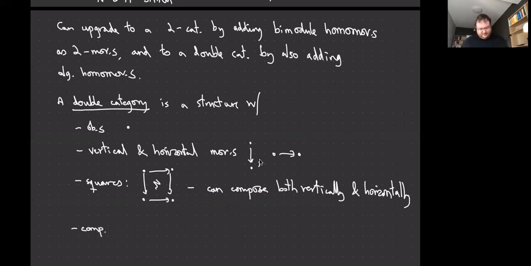So the compositions, both horizontally and vertically, should be unital and associative. And then you could try and make it strictly associative, but in examples we typically want it to be weak, or up to coherent isomorphism, in at least one of the two directions.